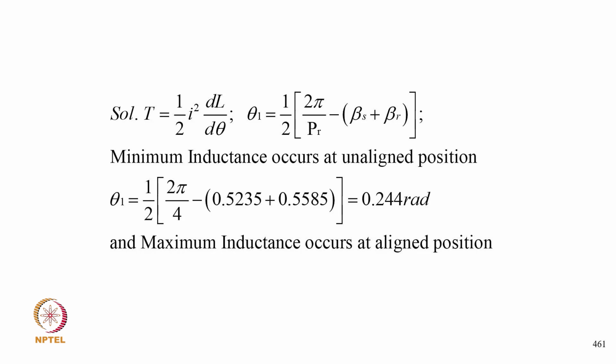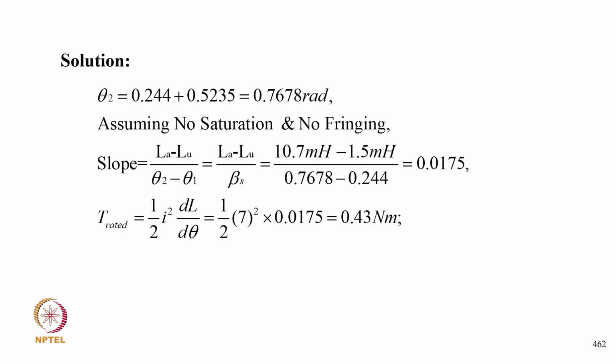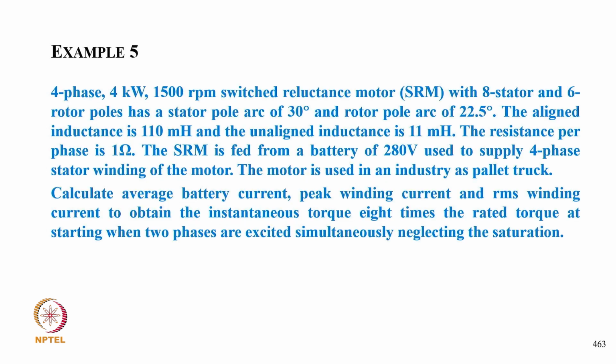Theta 1 is half of 2 pi upon Nr minus beta s upon beta. Minimum inductance occurs at the unaligned point, theta 1 equal to 0.24 radian, and maximum inductance at the aligned position, that is theta 2 equal to 0.76. Having no saturation, slope is LA minus LU upon theta 2 minus theta 1, and it comes 0.175. Torque is half i square dL upon d theta, putting in the values, 0.43 Newton meter.